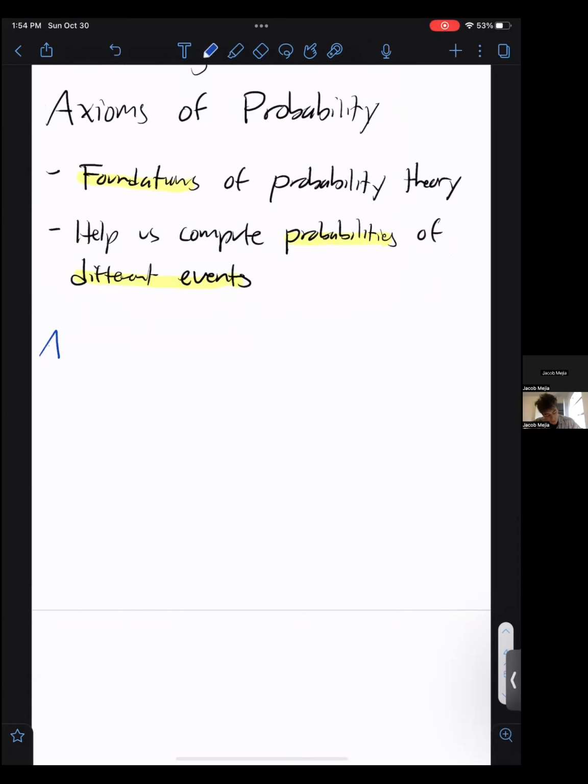For the first axiom, axiom one, this states that for any event, let's say for any event A, the probability of that event is greater than or equal to 0, or in other words, it's non-negative.